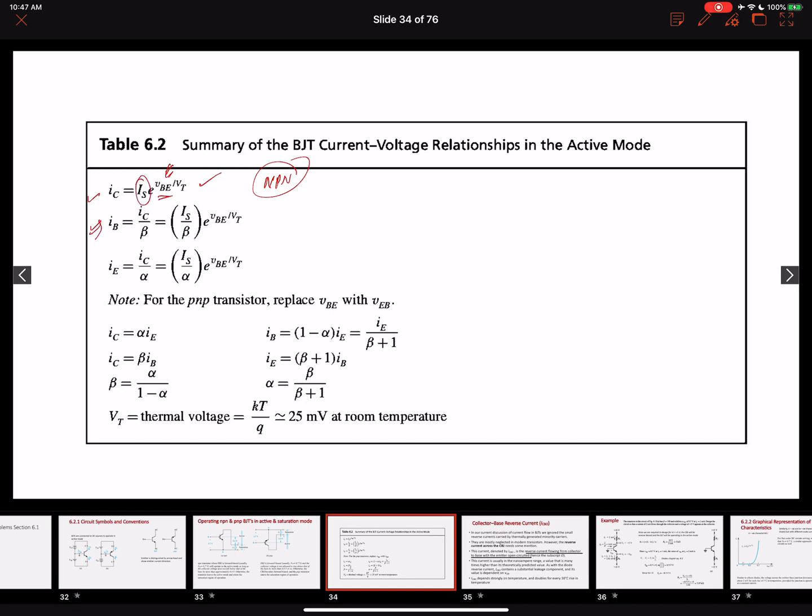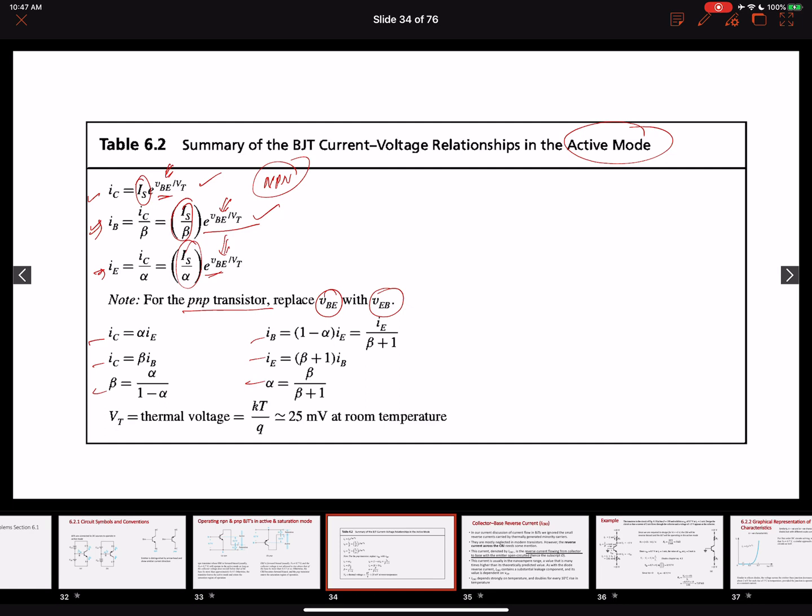Similarly, our base current has a scaling current factor. We determined that earlier, right? And the same biasing voltage applies. Emitter current has this value of the scaling current, with the same biasing voltage. What will happen for the PNP transistor? We just replace the batteries with opposite ones to forward bias the emitter to base junction and reverse bias the collector to base junction. Similarly, you have also seen all of these equations earlier.